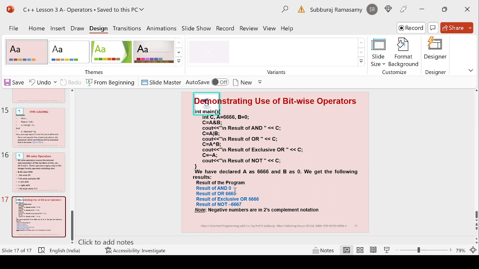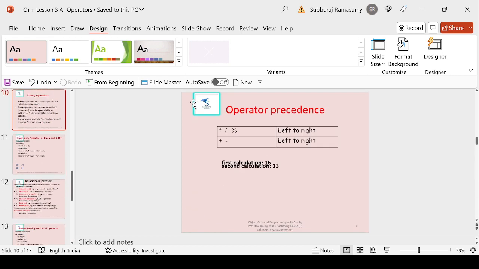In this chapter on operators, we looked at four types of operators: arithmetic operators, relational operators, logical operators, and bitwise operators. I hope you understood the whole thing.